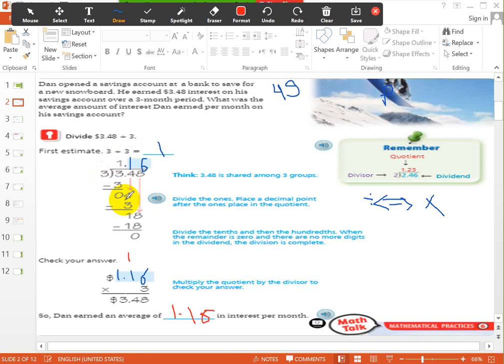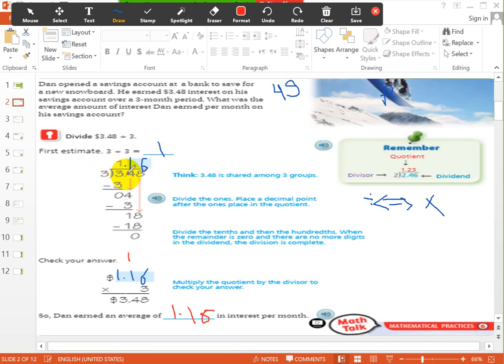Then I will subtract. So the answer is 0. Then what I have to do, look, I have here a decimal point. I have to put the decimal point in the quotient above the decimal point in the dividend right here. Then I will continue the division.